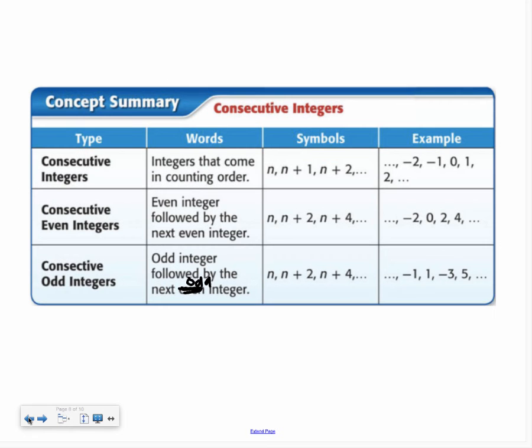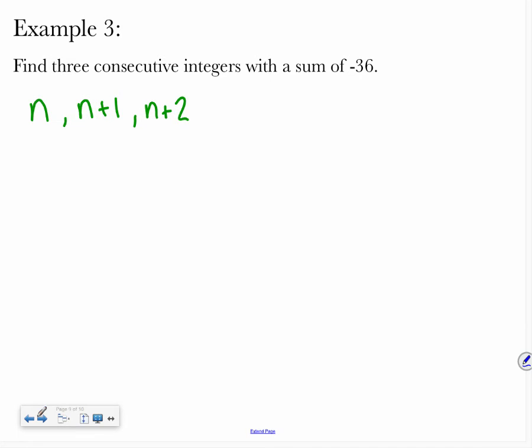Had I asked for 3 consecutive even integers, you would have used n, n plus 2, n plus 4. Same with odd, because otherwise that's going to end up skipping a number. If I start with 2, because we're dealing with even numbers, then we'd have 2 plus 2, which is 4, and then 2 plus 4, 6. So our numbers would be 2, 4, and 6. Okay, but here we are dealing with just consecutive integers with a sum of negative 36.